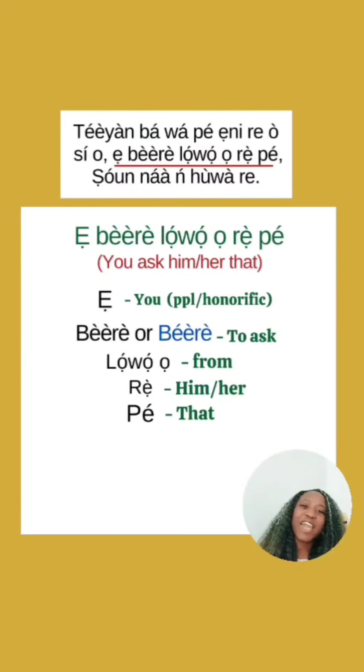Like that. But if I said ẹ béèrè lọ́wọ́ ẹ̀, yeah, you ask him or you asked him. Okay? So ẹ is honorific, béèrè means to ask, and lọ́wọ́ means from in the context of the sentence. Lọ́wọ́ is an inflection that appears whenever we're speaking, and sometimes it depends on the word that comes after it, which is rẹ̀, ẹ béèrè lọ́wọ́ rẹ̀, ẹ béèrè lọ́wọ́ ẹ̀. Do you see the difference now? And pé means that or to say.